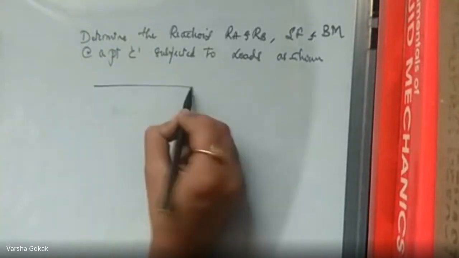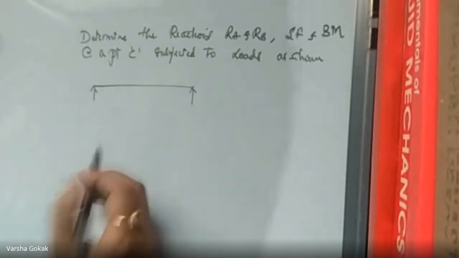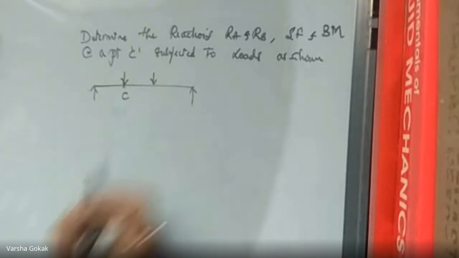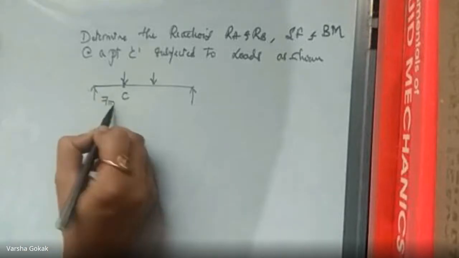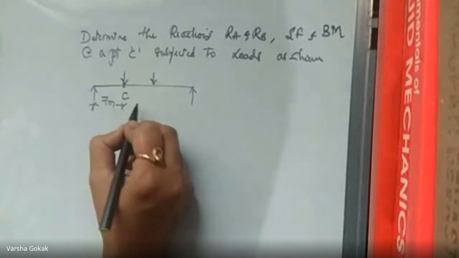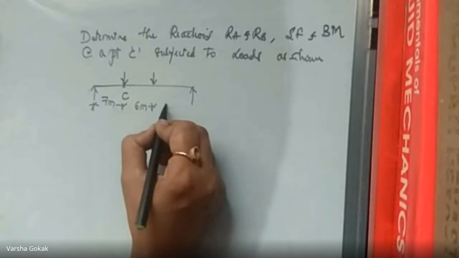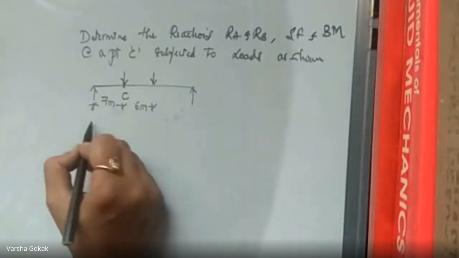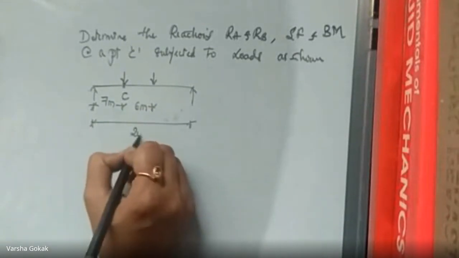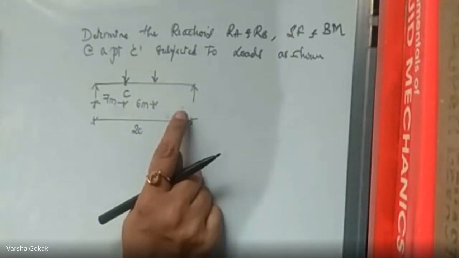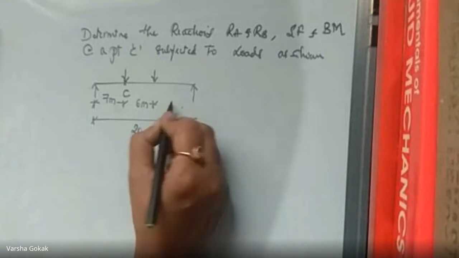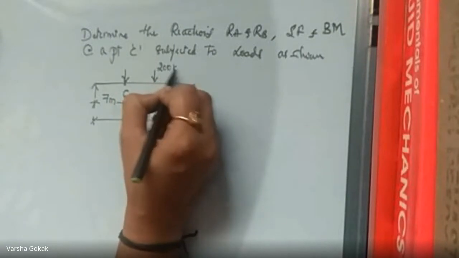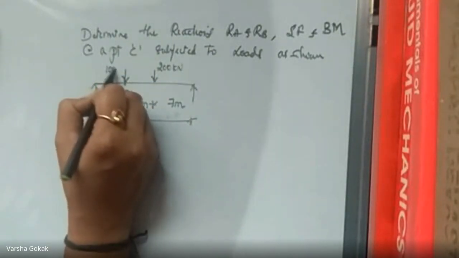So the beam is like this. The beam is loaded with 2 point loadings, 1 and 2, and they have shown this as point C. This distance is given as 7 meters, this distance is 6 meters, and this remaining distance is 13 meters. No, not 13, sorry. This total is 20. So what is this remaining? 20 minus 13, that is 7 meters. The loadings are, this is 200 kilonewton and this one is 100 kilonewton.